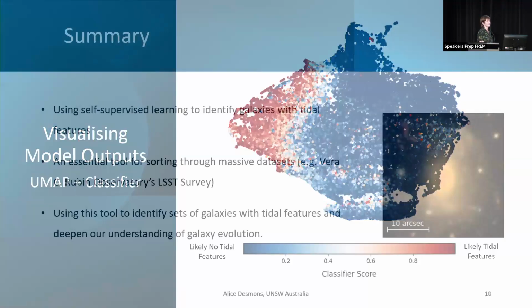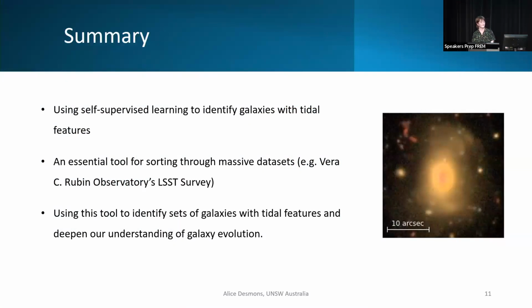So just to summarize, I've used this type of machine learning called self-supervised learning to identify galaxies with tidal features. And this will be a really useful tool for going through really big surveys like LSST with minimal human input. And by using this kind of tool, I can assemble a large data set of galaxies with tidal features that I can start to analyze, look at their colors and shapes, and draw conclusions about galaxy evolution.